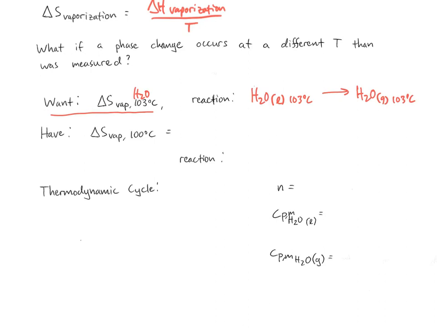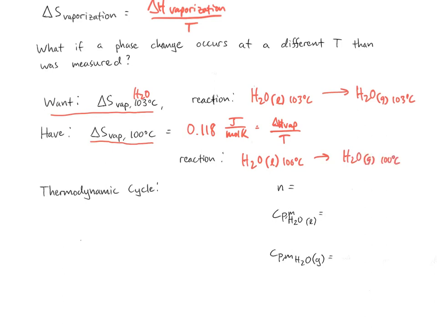But we don't know what the entropy is for that. Say we only know what the entropy of vaporization is at 100 degrees C. And what that equals is 0.118 joules per mole Kelvin. The way that I calculated this was just to plug in the enthalpy of vaporization and then divide it by the temperature. And the reaction for this one is liquid water at 100 degrees C forms gaseous water at 100 degrees C.